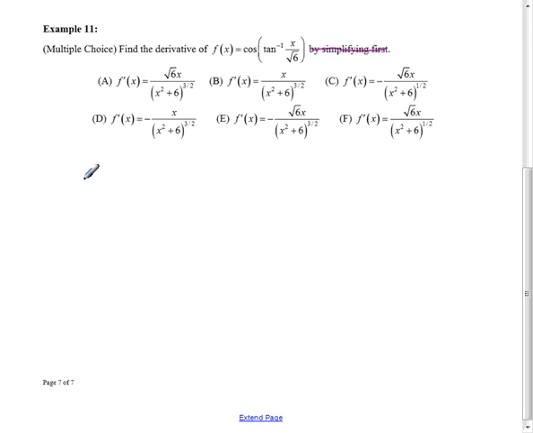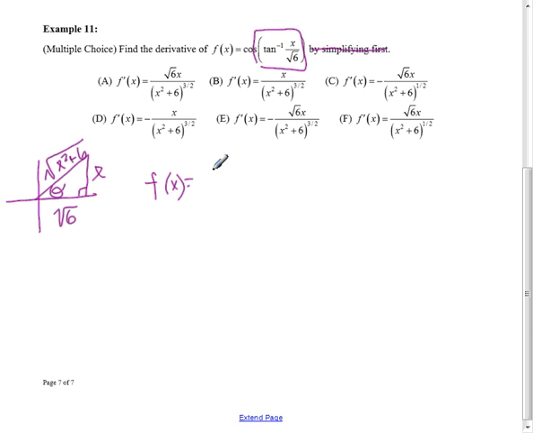Alright, so we have to think tangent, the inside part, that's already written as a ratio. So tangent is opposite over adjacent. So we draw our quick sketch here. Here's our angle. Opposite is x. Adjacent is square root of 6. Okay, solving for the other side, we get square root of x squared plus 6. And we want the cosine of that. So that would be adjacent over hypotenuse. So another way of writing f of x without trig functions would be square root of 6 over square root of x squared plus 6.